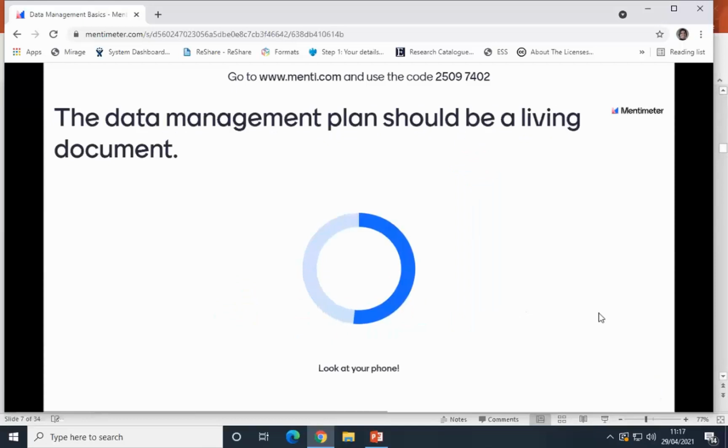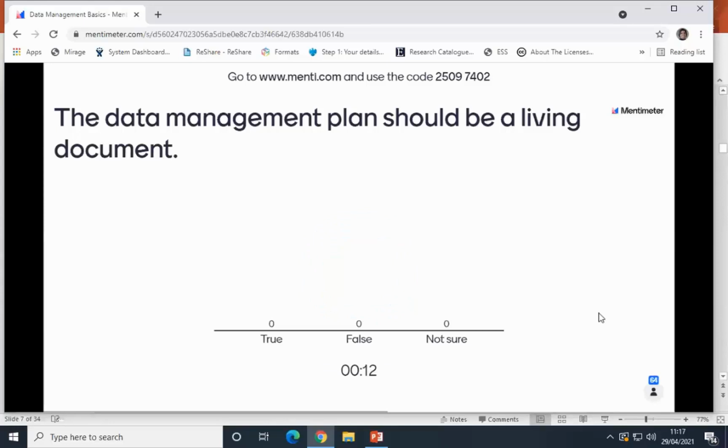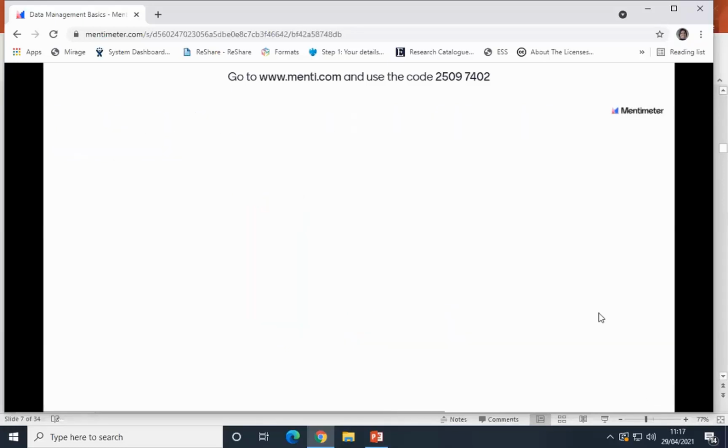The data management plan should be a living document. And I probably already gave away this answer. Is it true, false, or not sure? Right, yes, that is true. The data management plan should be a document that is created at the beginning of the project and maintained throughout the research project. Okay. Next question.